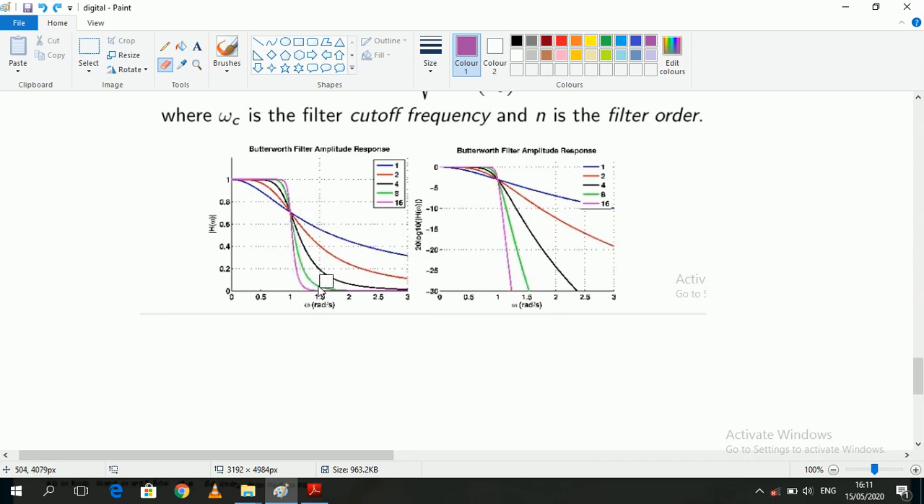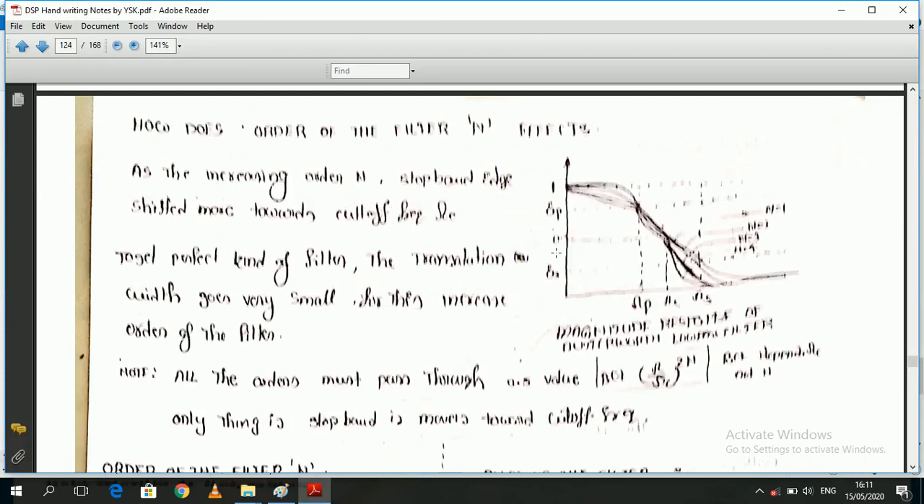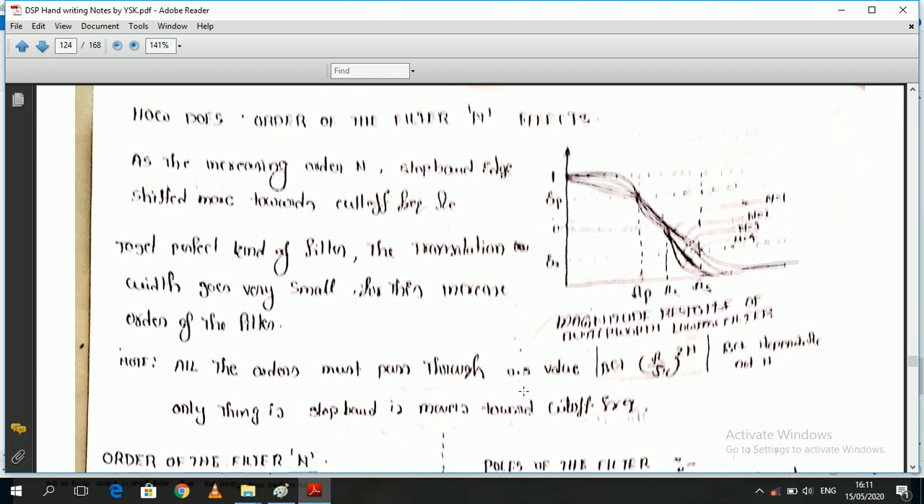It is possible with increasing n, but another problem is there: if we increase n, the complexity also increases and the cost also increases. So this is a trade-off in our class. This is how we observe the order of the filter affecting the low pass filter. And one point you have to observe is that all the orders pass through the 0.5 value at the cutoff frequency. This is a very important point.